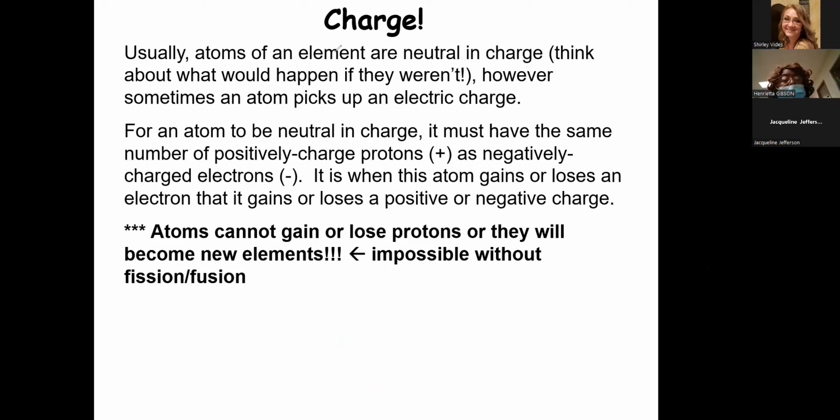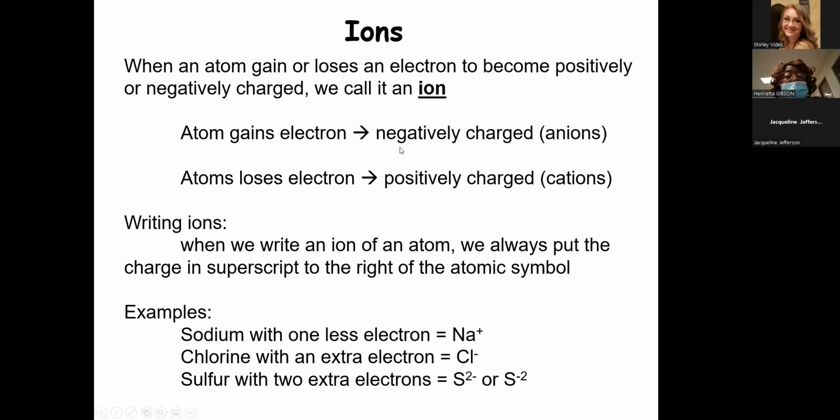All right, so one thing we need to remember is when you form an ion, you can either lose or gain electrons, and you have a different type of ion. If you gain electrons, which means you have a negative charge, you have an anion, okay? If you lose electrons, you have a positive one, and you have a cation, right?